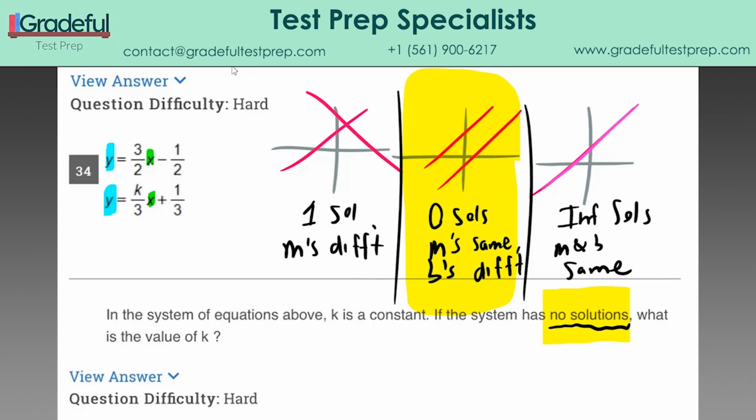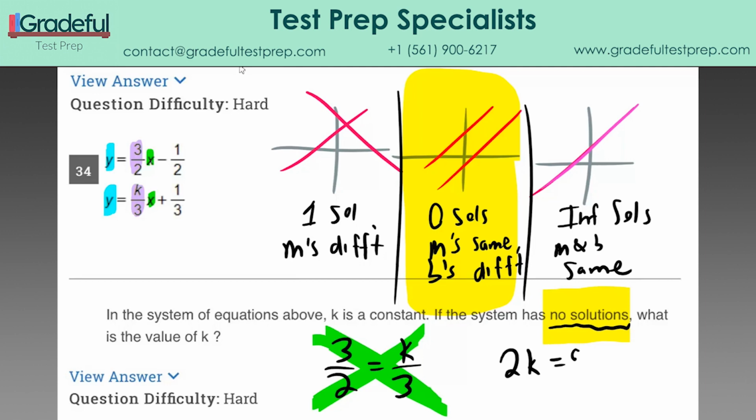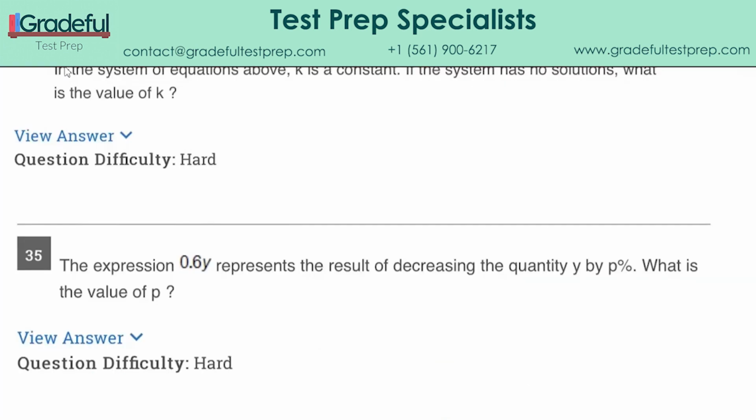So let's just take the two slopes, which I'm highlighting in purple, and demonstrate mathematically they're the same. So 3 over 2 equals k over 3. And for that, we can just cross multiply and solve. So k times 2 will equal 3 times 3. So 2k equals 9, divided by 2, and k is 9 over 2. And that's our answer for 34. It's either 9 over 2 or the decimal equivalent, which is 4.5.